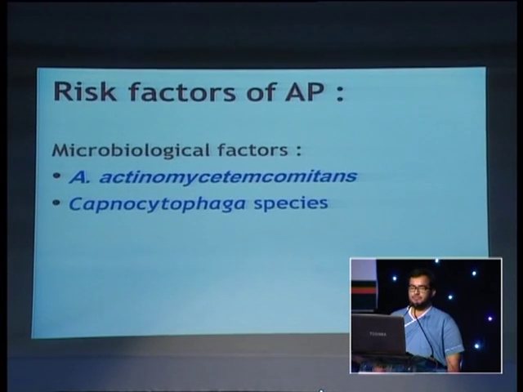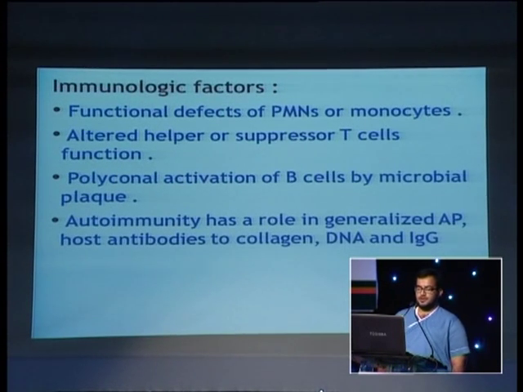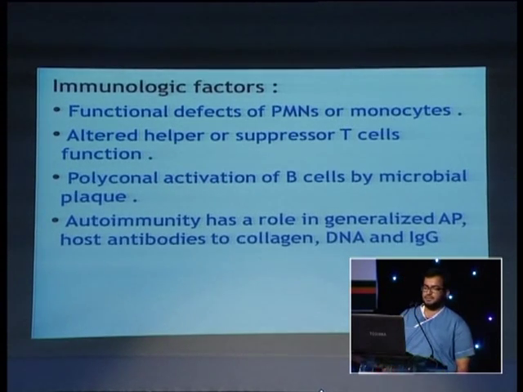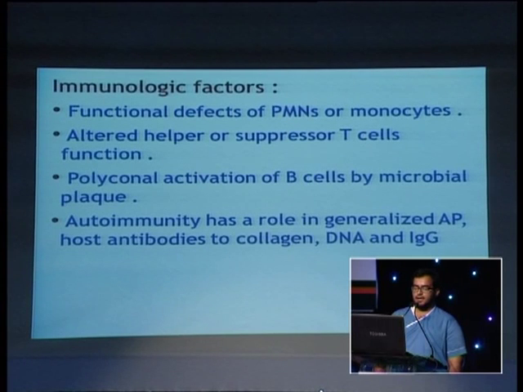Risk factors of aggressive periodontitis are microbiological factors: Actinobacillus actinomycetemcomitans and Capnocytophaga species. Immunologic factors: functional defects of polymorphonuclear leukocytes or monocytes, altered helper or suppressor T cell function, polyclonal activation of B cells by microbial plaque. Autoimmunity has a role in generalized aggressive periodontitis: host antibodies to collagen, DNA, and immunoglobulin G.